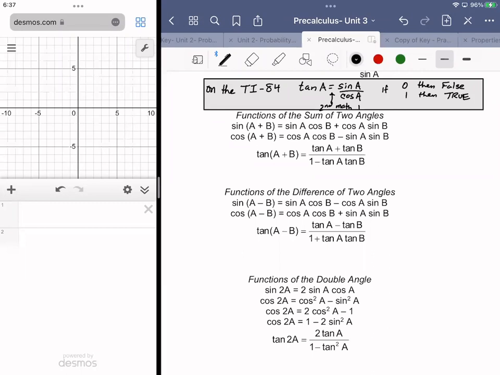So we only need sine and cosine for the sum, difference, and double angle identities. You'll see that there are 3 different variations of the cosine double angle identity. These 2 are based off of a substitution related to this one. So if you know the first one, you could figure out the other 2. That kind of streamlines things even more.